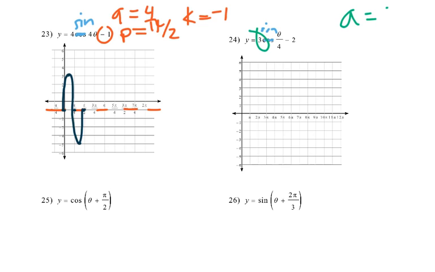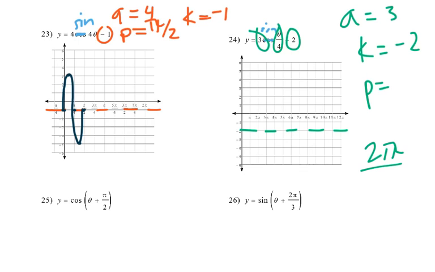Amplitude of 3, midline of negative 2, so we're dropping it down to negative 2. Now it's 1/4 for b, so our period is going to be 2 pi over 1/4. Basically, you get rid of the 1, and that 4 jumps up and multiplies. So that's going to be 8 pi. So that means right here at 8 pi, that's where we're going to be finishing.